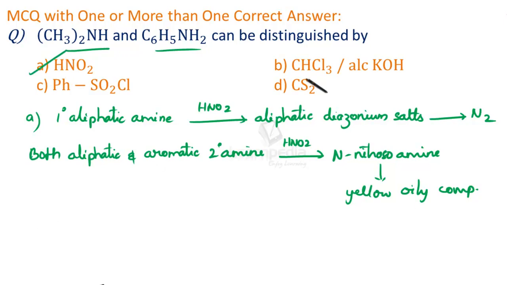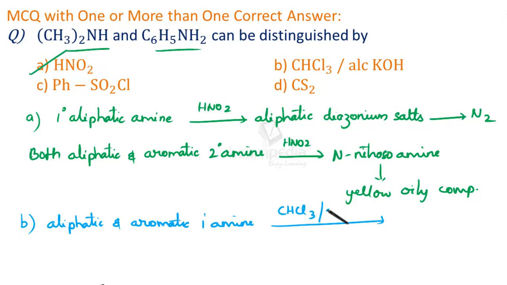Then the second one is chloroform in presence of alcoholic KOH. It's a very common reaction that both aliphatic as well as aromatic primary amines react with chloroform in presence of alcoholic KOH, giving rise to a bad smelling compound, isocyanide. This reaction is called the carbylamine test, which is given only by the primary amines. So this primary amine gives this isocyanide test but not the secondary amine. So definitely this can also be used for distinguishing these two amines.